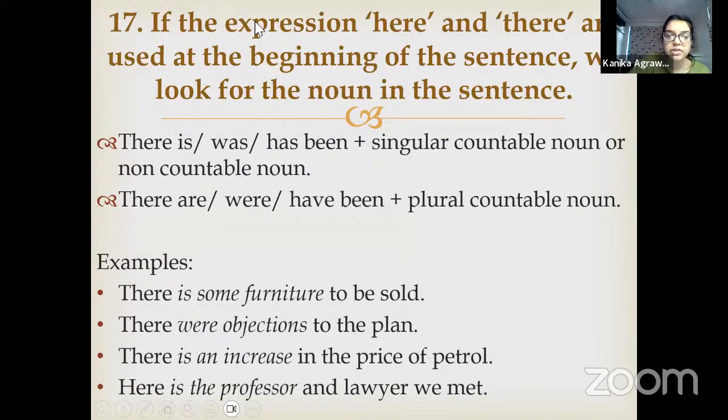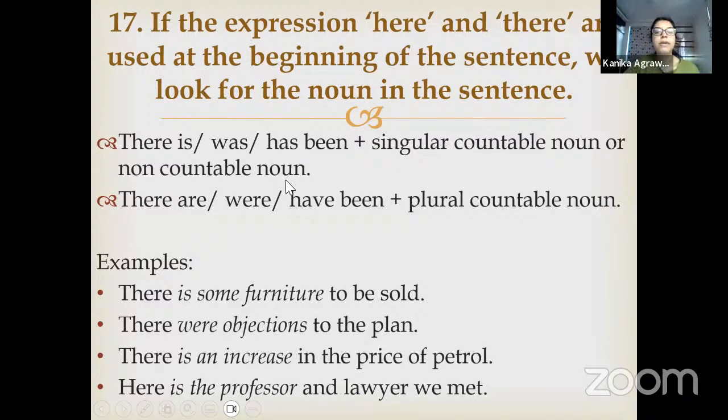If the expression is here and there, which means they are the subject, okay? If they are used at the beginning of a sentence, we look for the noun in the sentence. So if there is, with there, if it is, was, has been, then we will always use singular countable noun or non-countable noun.